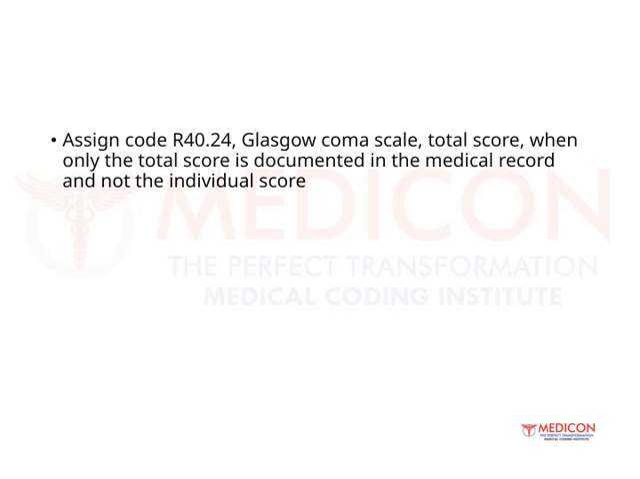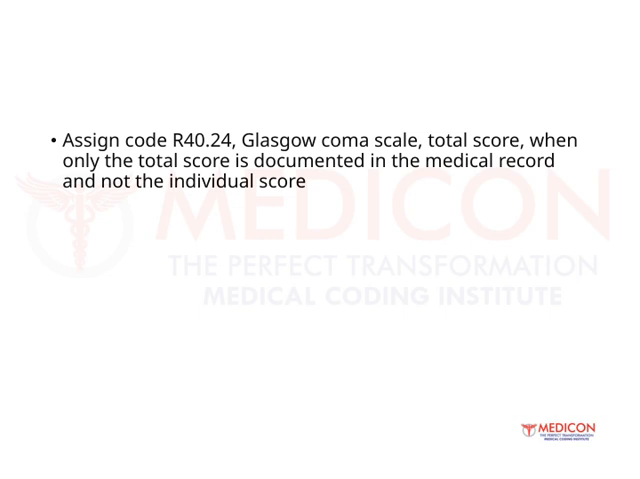Now, let's look at how to properly assign the code R40.24, which refers to the Glasgow Coma Scale, when only the total score is documented in the medical record. The key point here is that if the provider only notes the total score without breaking down the individual components, like eye opening, verbal response, and motor response, you should still assign the code R40.24. This code specifically indicates that only the total Glasgow Coma Scale score is documented, not the individual scores. Recognizing this helps ensure accurate coding and avoids unnecessary errors.